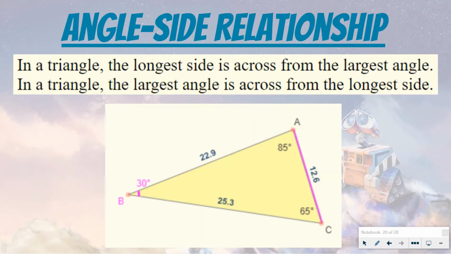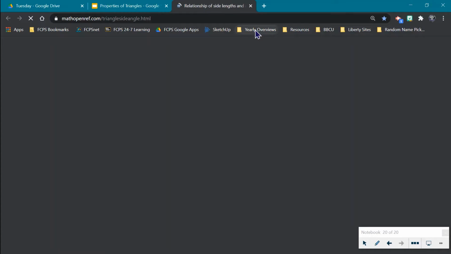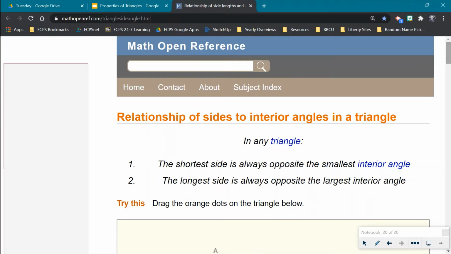So here we're going to talk about three more properties of triangles. The first one is the angle-side relationship, which basically says that the longest side is across from the largest angle in a triangle, and the largest angle is across from the longest side. So I'm just going to play with this app to show that relationship.